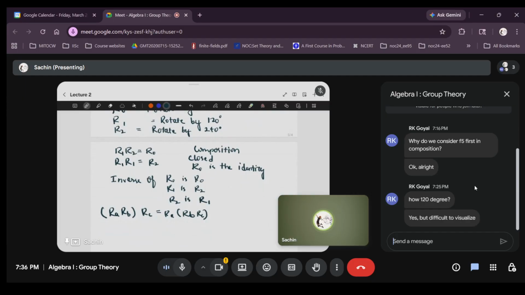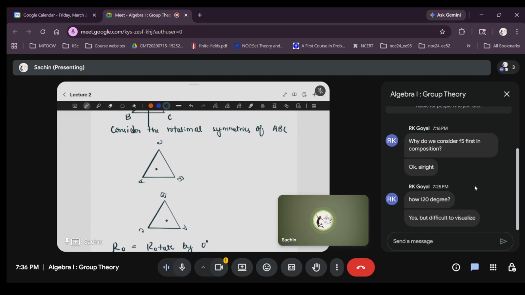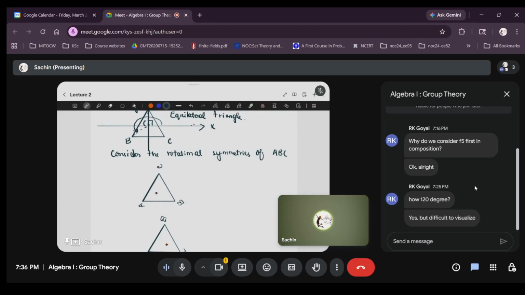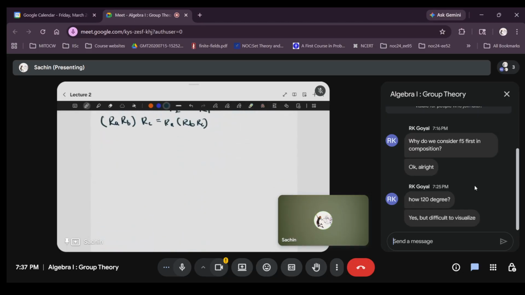There will be 2n elements in that, 2n symmetries, and n of those symmetries are just rotations. So rotation by 0 degrees, rotation by 360 by n, rotation by 2 into 360 by n, up to rotation by n minus 1 into 360 by n degrees. Each of those will give you back the same figure with only the vertices changing positions.